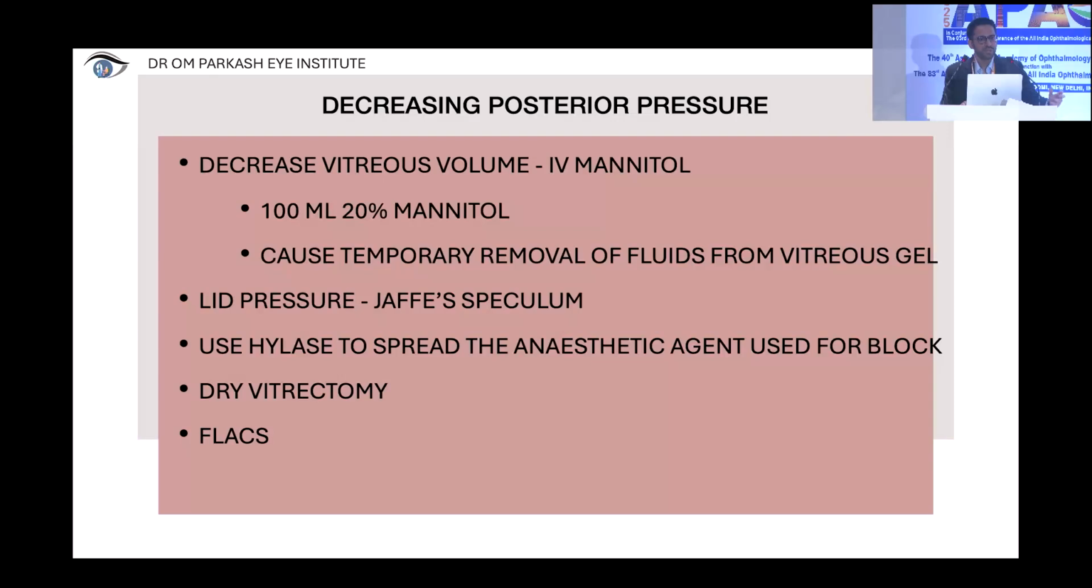So how do we decrease the posterior pressure? We can use IV mannitol, which can cause temporary removal of fluids from the vitreous gel. You can use a Jaffe speculum, which gives less lid pressure. Use hylase to spread the anesthetic agent used for the block. People do dry vitrectomy also before in such cases, or you can do flax by taking advantage of closed chamber decompression.